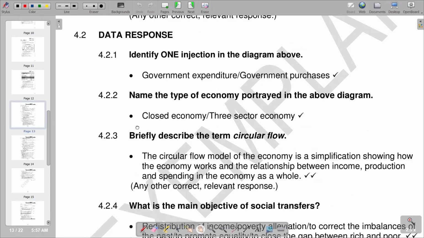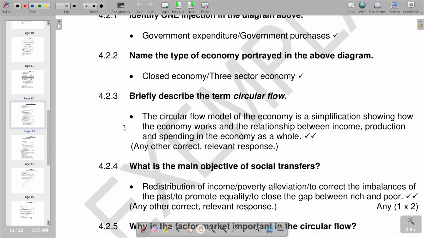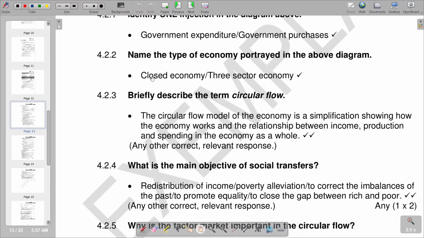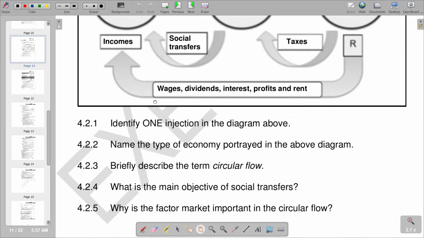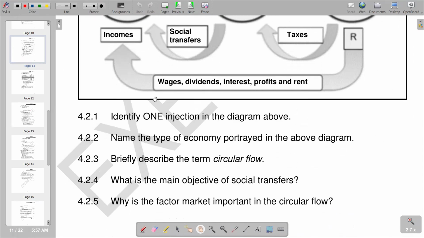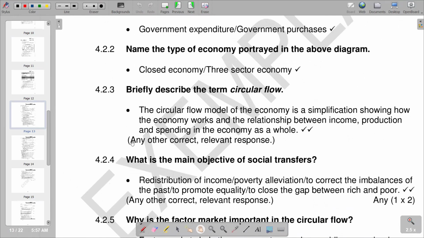So we are saying it is a closed economy as indicated in 4.2.2. Then we move on to the next part, which says describe the term circular flow. Of course, a circular flow indicates the flow of income in the economy with the different participants that are involved. So, in terms of the description, it reads: the circular flow model of the economy is a simplification showing how the economy works and the relationship between income, production, and spending in the economy as a whole.